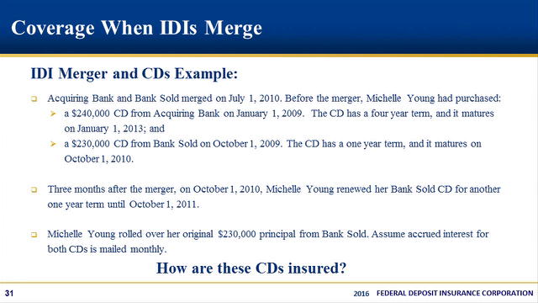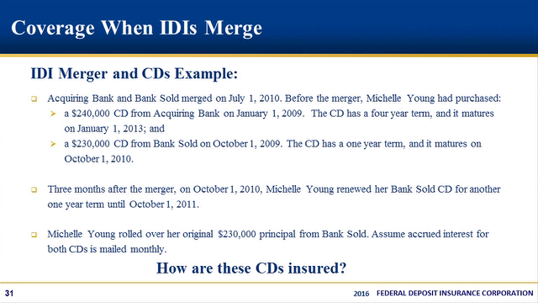Before the merger, our depositor, Michelle Young, had purchased the following. 1. A $240,000 CD from acquiring bank on January 1st, 2009. The CD has a 4-year term and it matures on January 1st, 2013. And 2. A $230,000 CD from bank sold purchased on October 1st, 2009. The CD has a 1-year term, and it matures on October 1st, 2010.